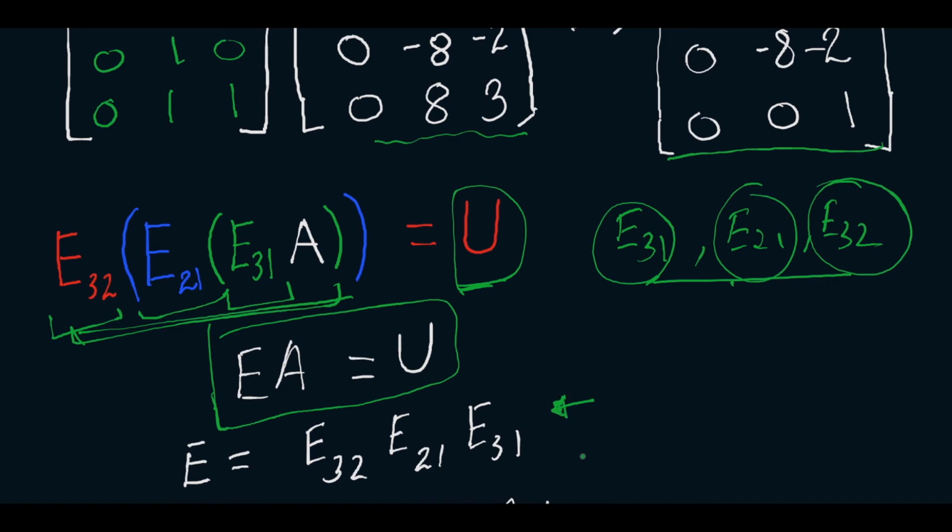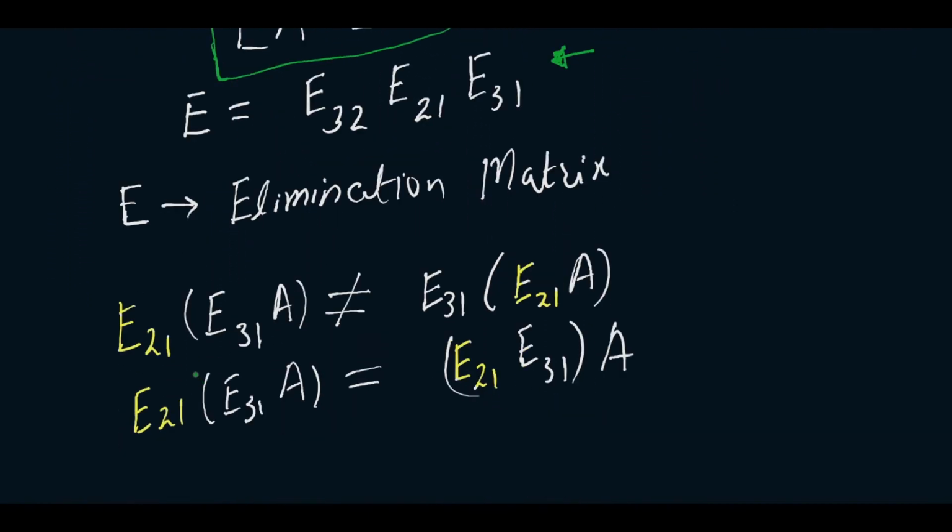This is our elimination matrix. The one property you need to remember is that you cannot switch these two. If E31 is multiplied by A, and after that E21 is multiplied, it is not correct to multiply first with A and then with E31. But what you can do is shift the parentheses. So E21 and E31 can be multiplied to get a matrix E, and that elimination matrix you can multiply by A to get our U.